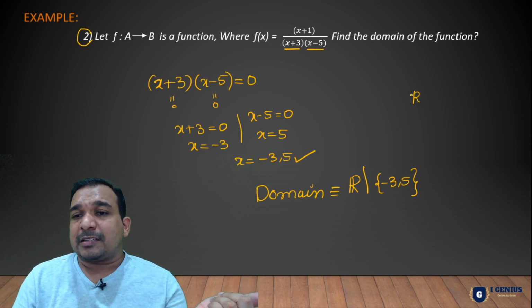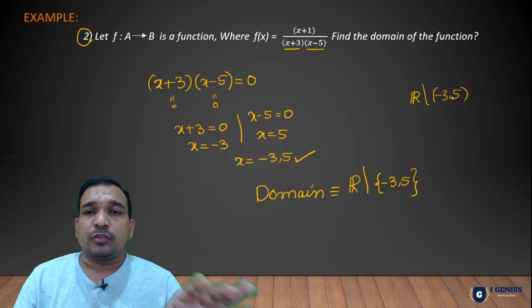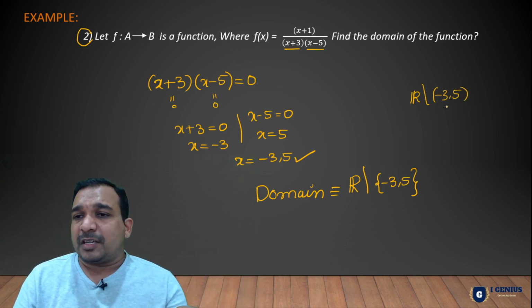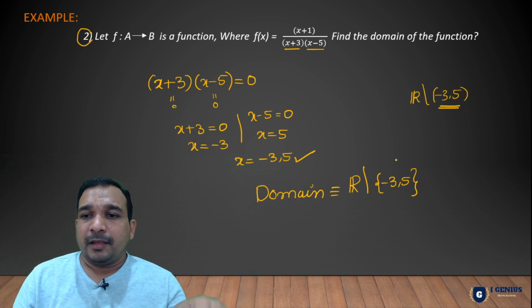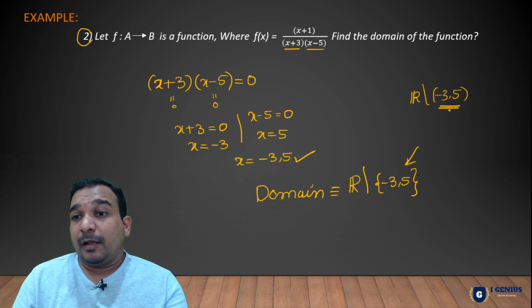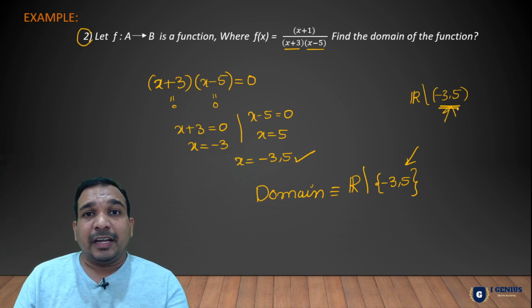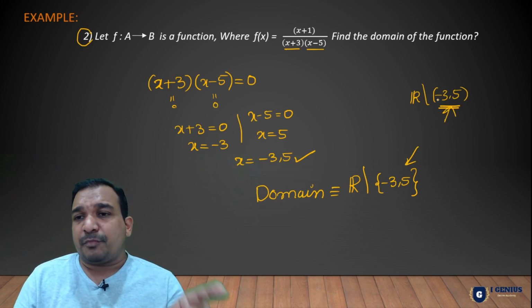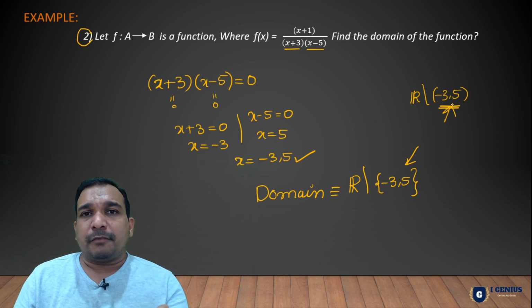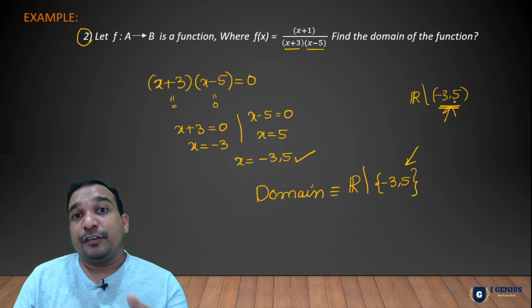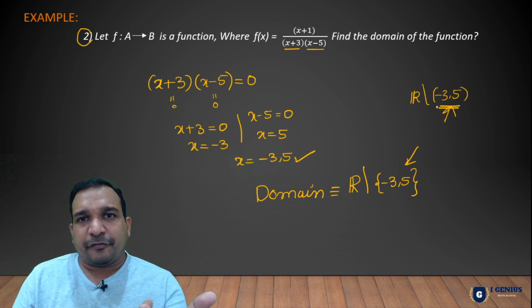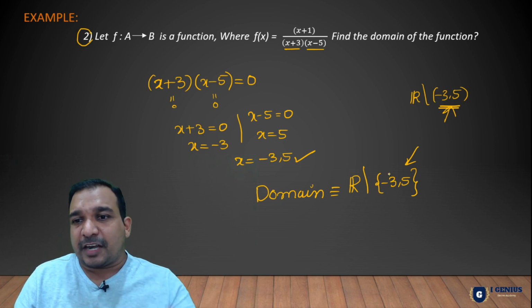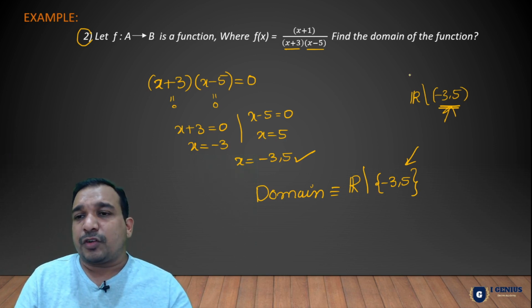Don't write it as all the real numbers except minus 3 comma 5 with open brackets or closed brackets. That is very wrong. Why? Because this represents an interval. This represents what set? The set means there are only two elements, minus 3 and 5. But this is an interval. Interval means all the real numbers from minus 3 to 5. How many real numbers are there from minus 3 to 5? Infinitely many numbers. There is a lot of difference between infinitely many numbers and only two numbers. So that's why we should not write like this.